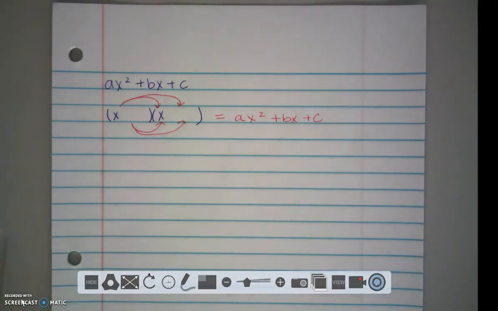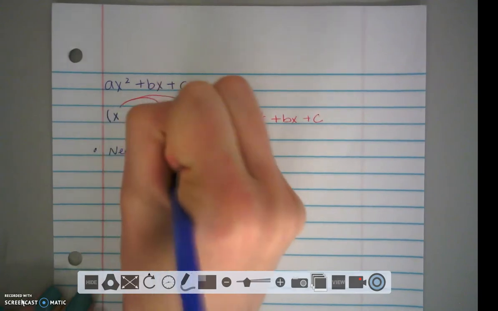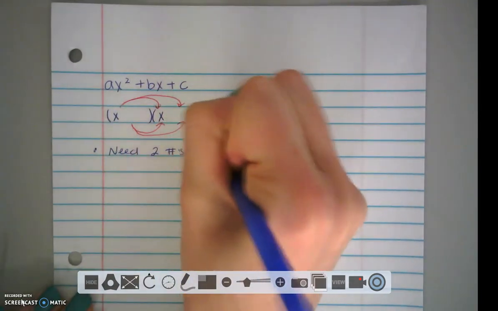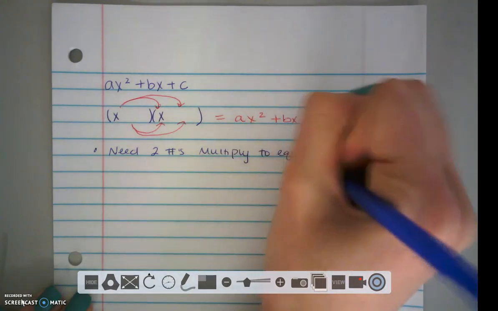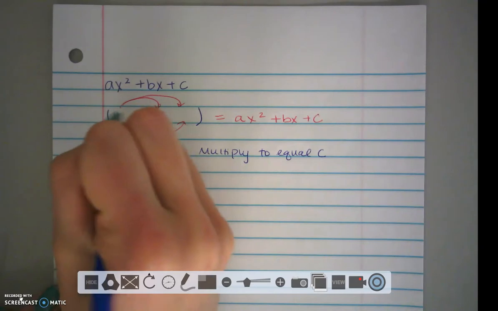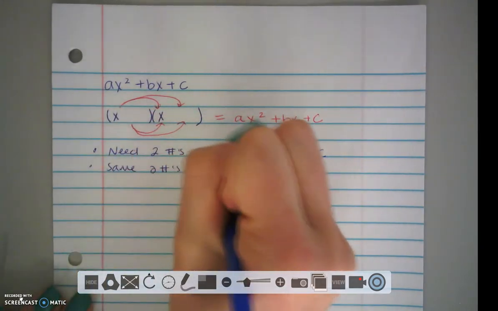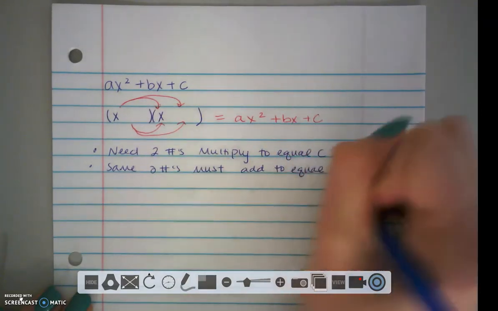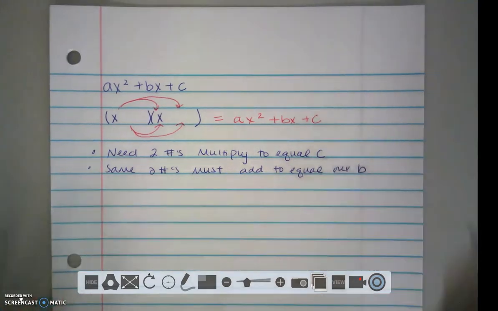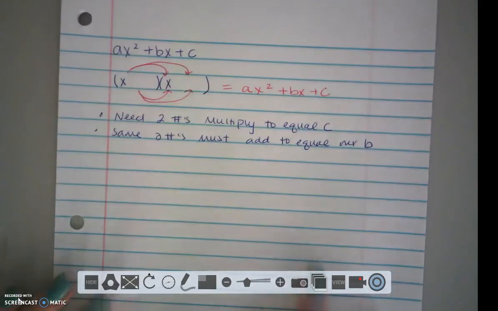So the trick to this method is that we need two numbers that multiply to equal c, and those same two numbers must add to equal our b value. Okay? So let's look at an example.